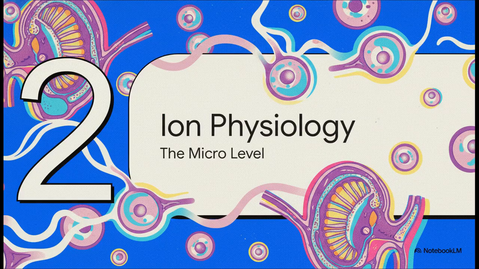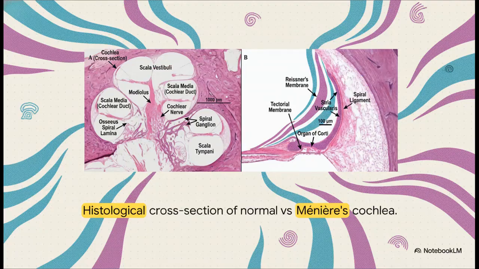Moving on to Section 2, let's zoom in on ion physiology and regulation at the micro level. To truly understand how this system fails, we've got to look closely at the membranous labyrinth. If you check out the normal anatomy here on the one side and then compare it to the Ménière's ear, you can clearly see how completely distorted it gets. The scala media is just markedly enlarged, and look at Reissner's membrane dangerously bulging right up into the scala vestibuli. It's a striking physical manifestation of that progressive fluid pressure building up.